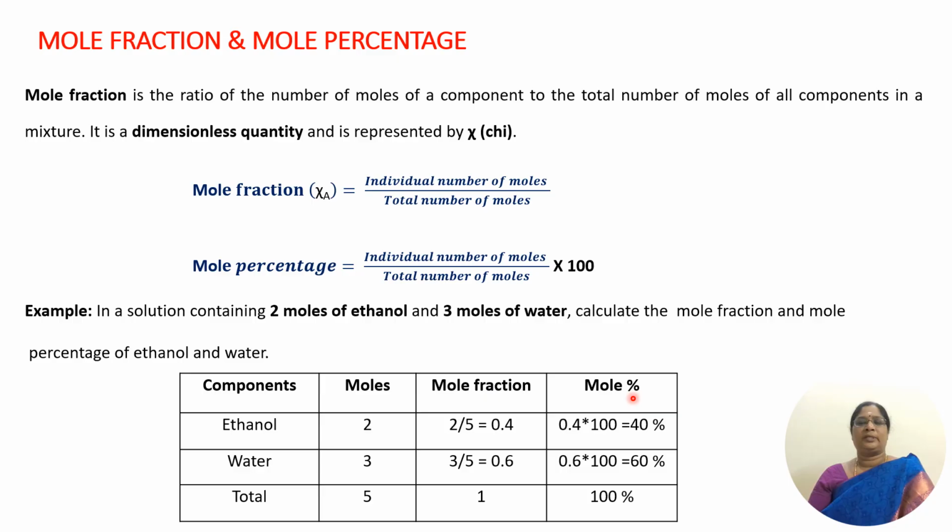Next, mole percentage, we know the formula. It's a multiplication of mole fraction into 100. That is for ethanol, 0.4 into 100, it's 40 percent. And for water, it's 0.6 into 100, it is 60 percent. The total is equal to 100 percent. So the mole fraction is defined as the individual number of moles by total number of moles, and mole percentage is the mole fraction into 100.